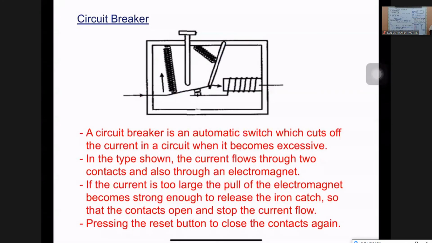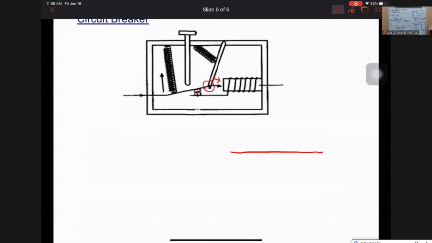Don't worry. Okay, so a circuit breaker is an automatic switch which cuts off the current in the circuit when it becomes excessive. This one is the keyword. When the current becomes too high, then only it becomes what? A strong electromagnet, so that it can release the iron catch here. It is in contact, it's already locked. But when pulled with a greater force, the contact will be what? Open. In the type shown, the current flows through the two contacts and also through the electromagnet. I mean, current flows through this contact and also the electromagnet.